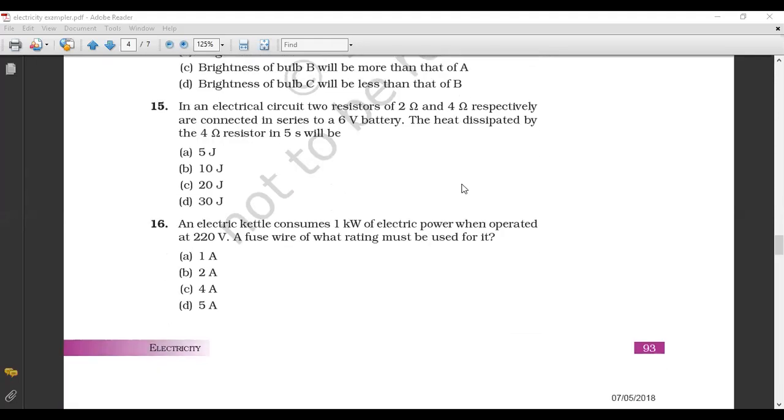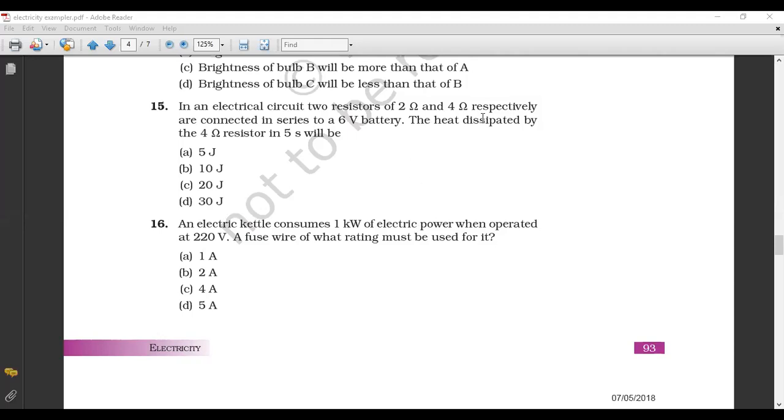What about the 15th question? In an electric circuit, two resistors of 2 ohm and 4 ohm each are connected in series to a 6 volt battery. The heat dissipated by the 4 ohm resistor in 5 seconds will be. In this question, we have an electric circuit with two resistors of 2 ohm and 4 ohm respectively, connected in series to a 6 volt battery. We have to find how much heat the 4 ohm resistor dissipates in 5 seconds.